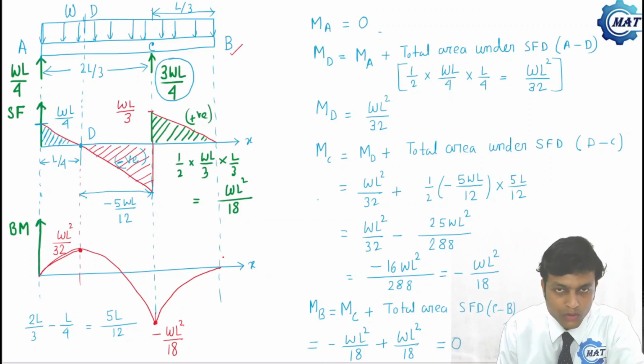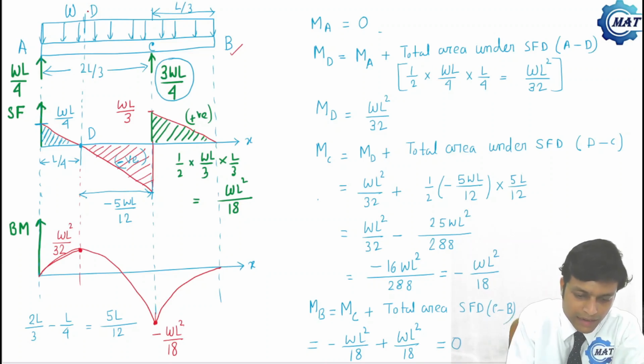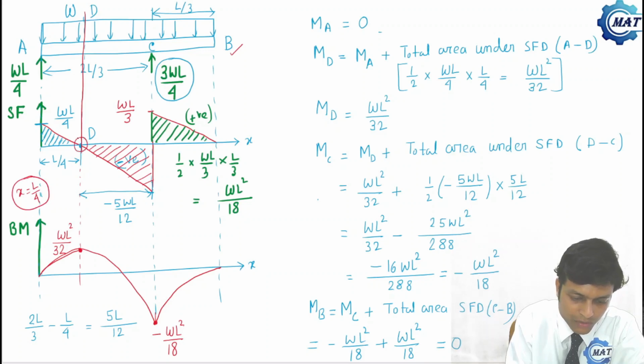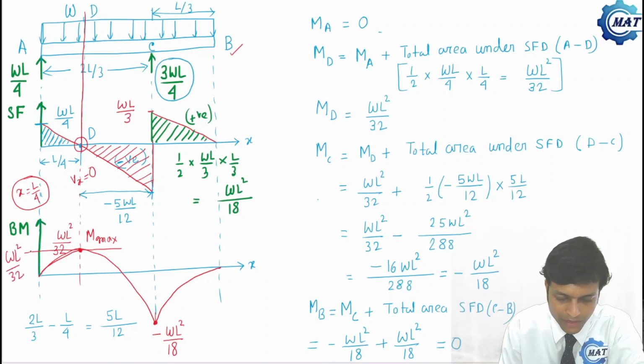Now we have observed two things here. We have to note two things. What are those? At x equal to L by 4, shear force is 0. So Vx at L by 4 is 0. And here bending moment is maximum, M max. And this is the positive value of maximum bending moment, that is WL square by 32, which we have determined.